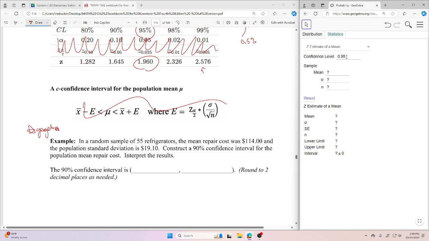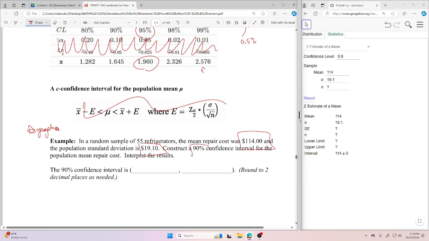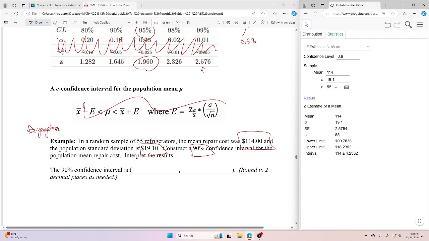I'm going to type in everything I got. What kind of confidence level do I have? What do I put up here? 90, so 0.90. Awesome. My mean, what's my mean here? 114.00. You can see right there, there's my mean. Standard deviation. Bam. We got it, and we already did this one. And then the last one, n, is the sample size. 55.